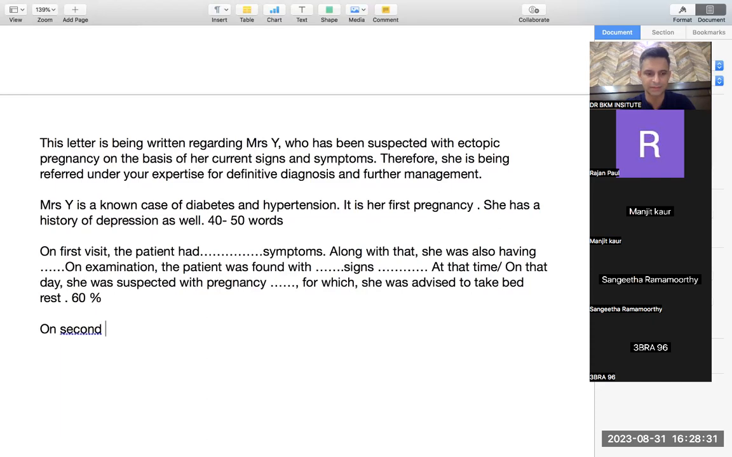Suppose on second visit, maybe the patient's condition is getting worse. That means on second visit, her symptoms got worse. This is an active voice. Active voice means it was not done by us. That is why I'm not using was plus third form. I'm just using the second form, like over here the patient had. So her symptoms got worse and she was having whatever the symptoms.